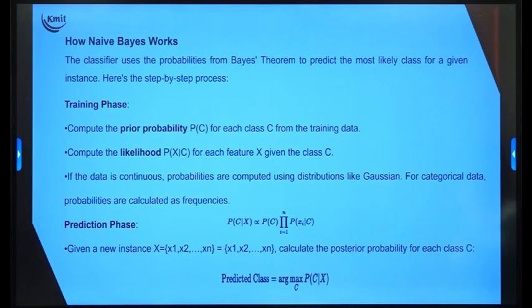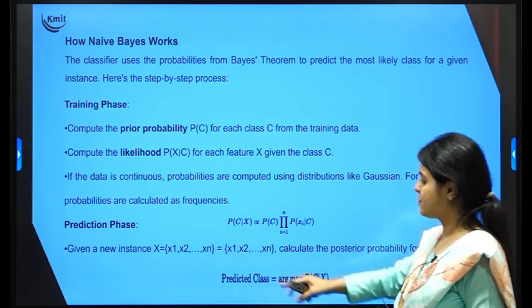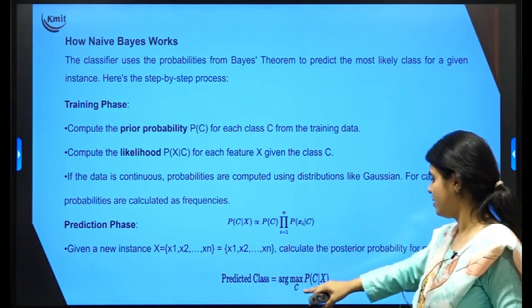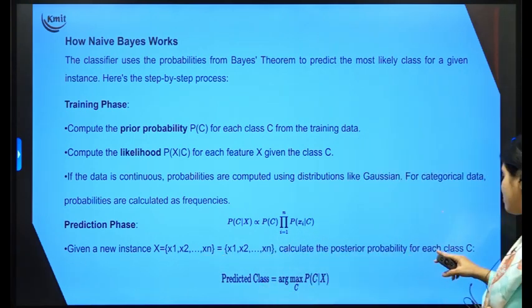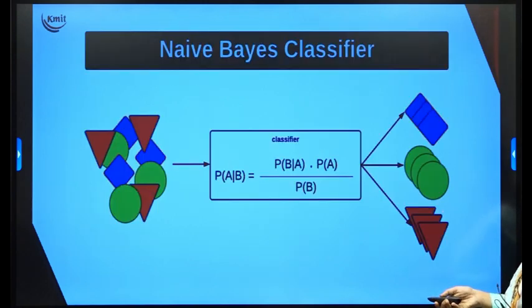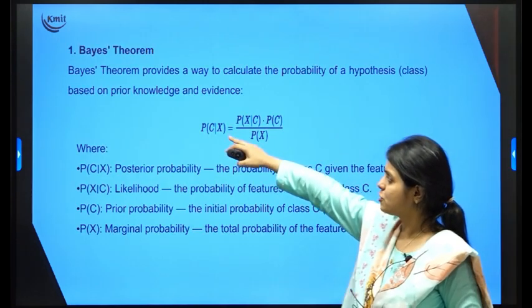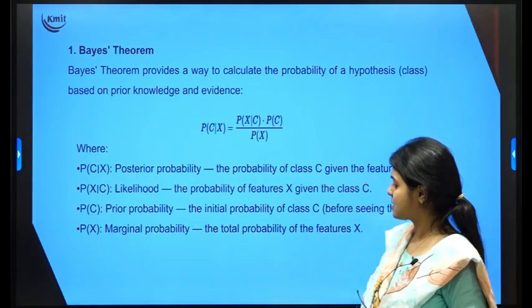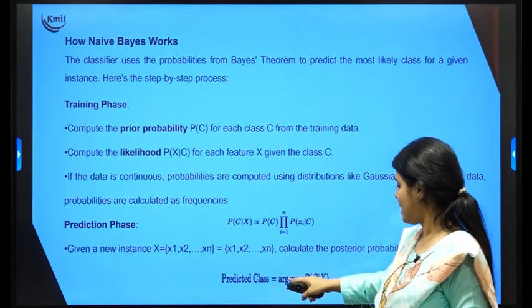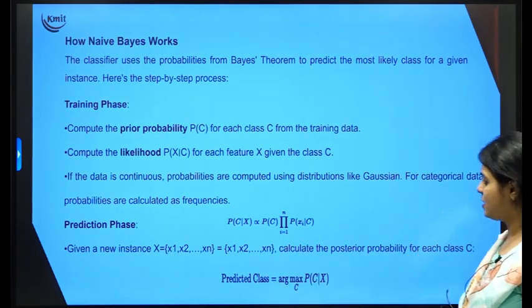Now, depending upon the instance given, for example, if you have x where x is equal to 1 to n, we'll calculate the posterior probability for each class. What is posterior probability? Posterior probability is nothing but P of c given x. So this is given as arg max of P of c given x.